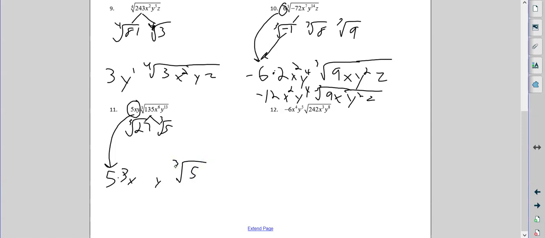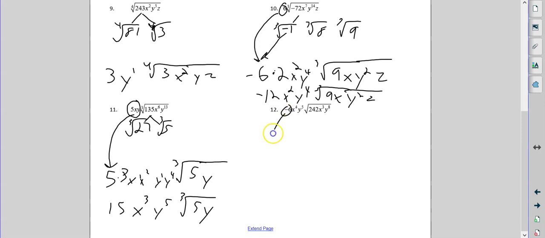Now x's. X to the 6th divided by 3 is x squared. Y to the 13, 13 divided by 3 is going to be 4, which is going to leave 1 y inside. And now I just clean it up. 5 times 3 is 15. X to the 1, x to the 2 is x to the 3. Y to the 1, y to the 4 is y to the 5. And then we just have our cube root of 5y. And we're done. I'm going to do this one the other way.